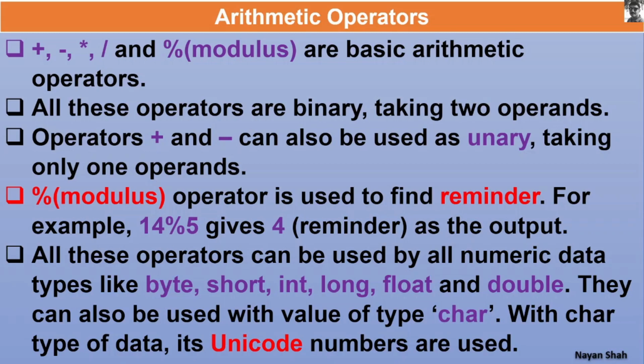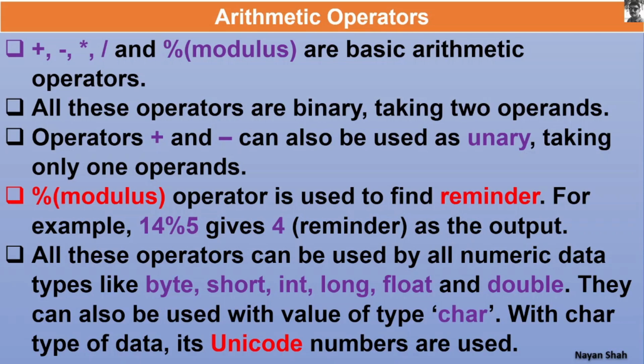Percentage modulus operator is used to find remainder. Now remember, percentage, that is modulus operator, it is doing division only, but the answer it gives is the remainder. For example, if we write 14 percentage 5, then first it will divide 14 by 5, like division operator. But then the answer it will not give is 2, rather it will give 4, because 5 2s are 10, 14 minus 10, remainder is 4. So percentage sign is a modulus operator and it is used to find remainder.